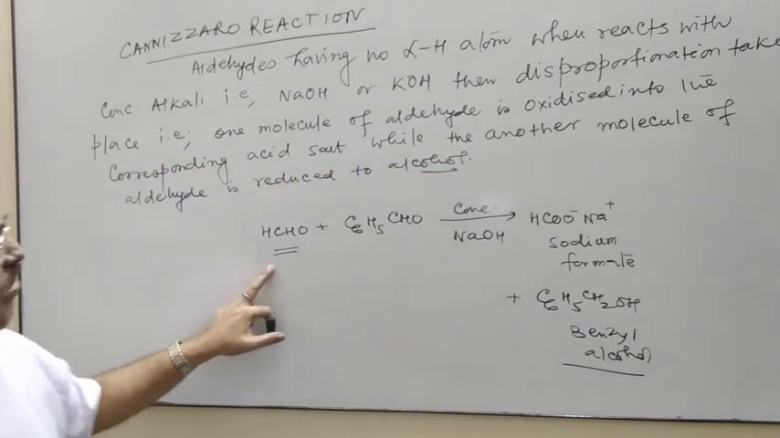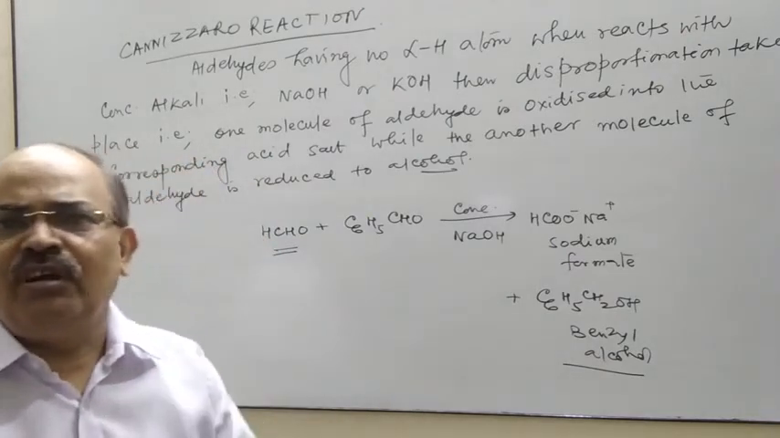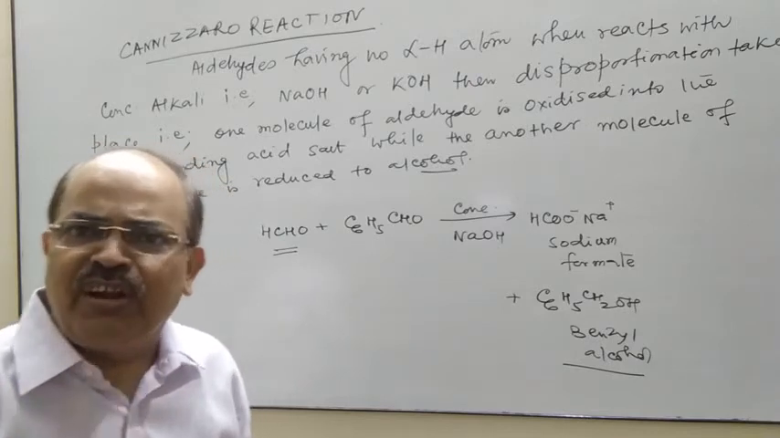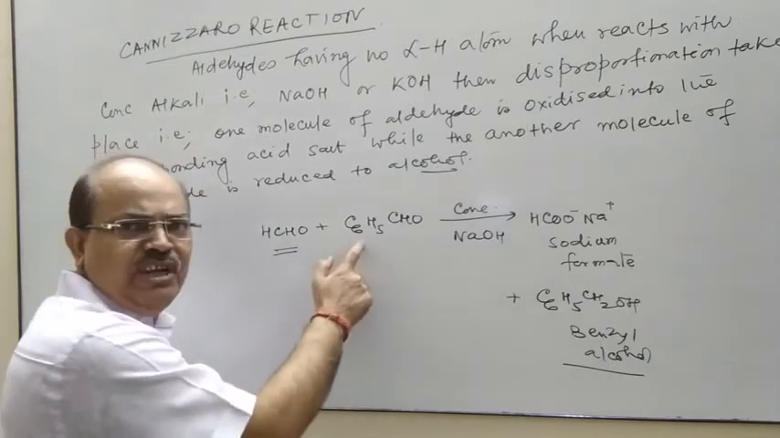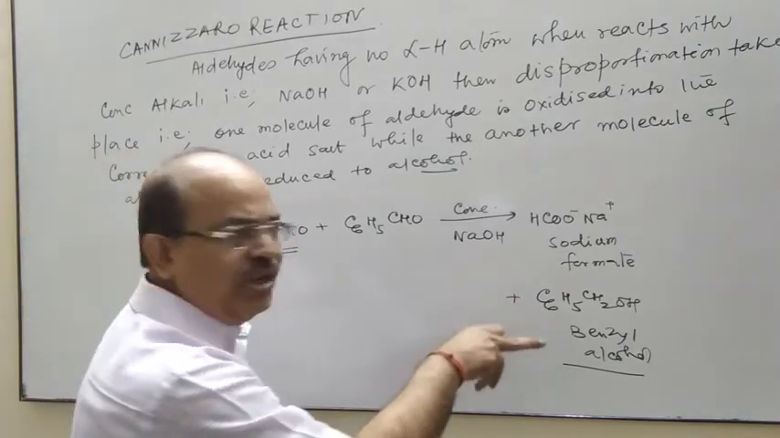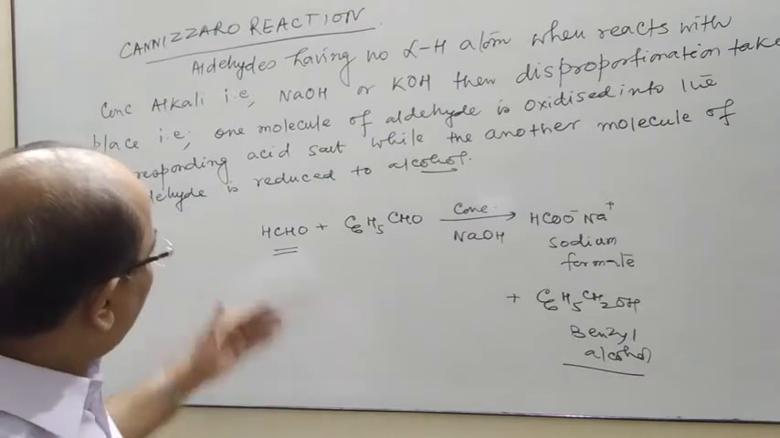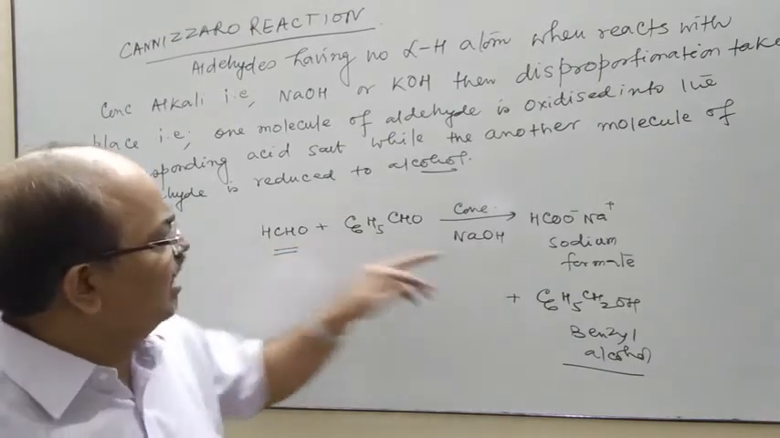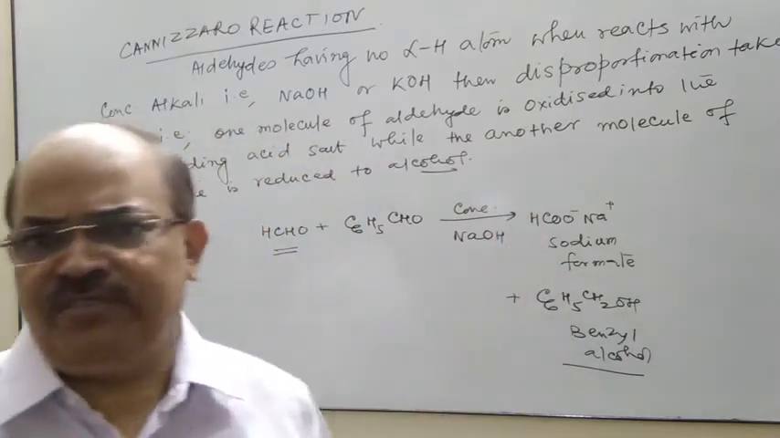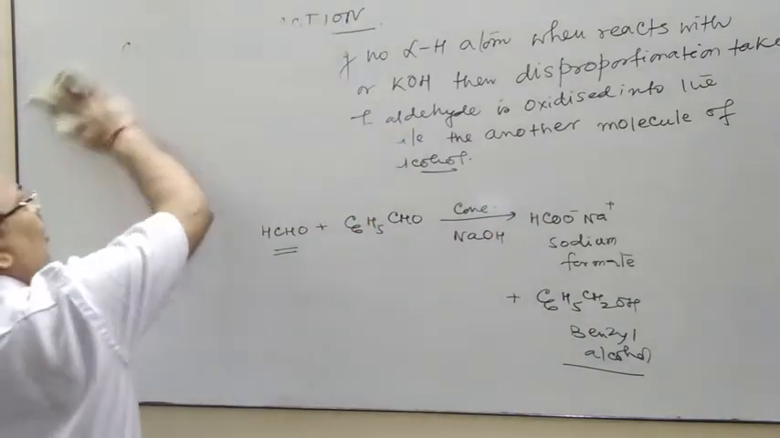So why is formaldehyde oxidized to give sodium formate? Because in case of oxidation, we have to see the steric hindrance. Benzaldehyde, due to the bulkier phenyl group, is preferably reduced, but it will not be oxidized. So oxidation is easier for formaldehyde, so that it will give sodium formate. So this is the Cannizzaro reaction.